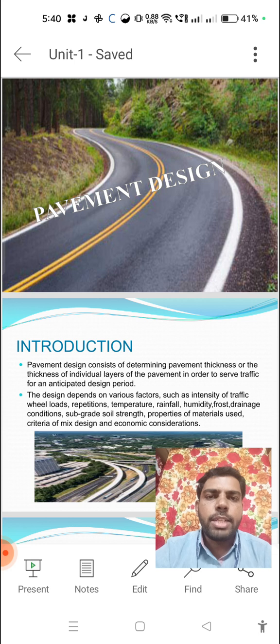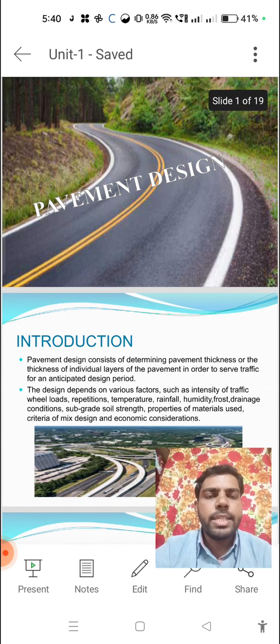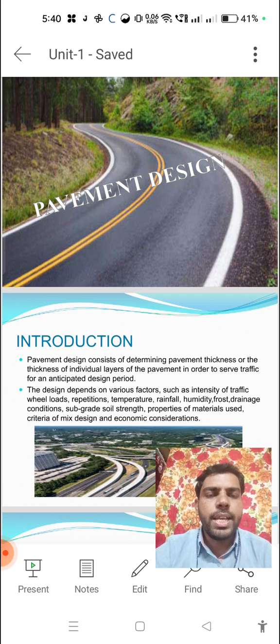I would like to explain the subject of pavement design. In pavement design, we already know about transportation engineering. In transportation engineering, road geometrics, types of pavements, and road intersections should already have been studied in the previous semester. But in this fourth semester, I would like to introduce a new subject, that is pavement design. Pavement design means design of pavement.